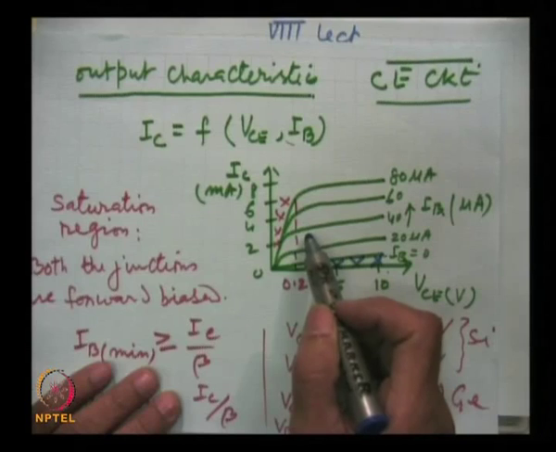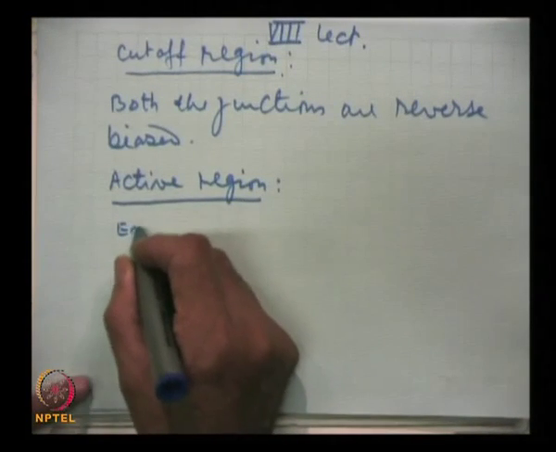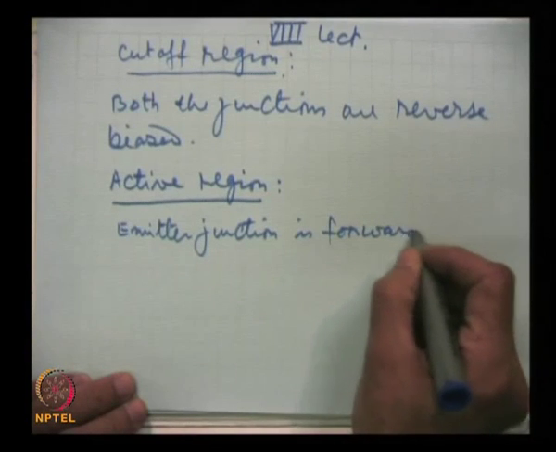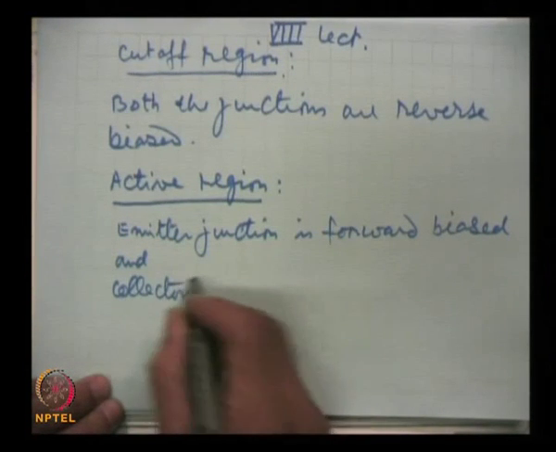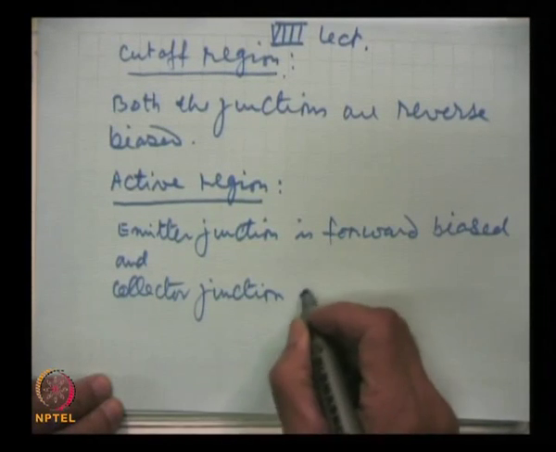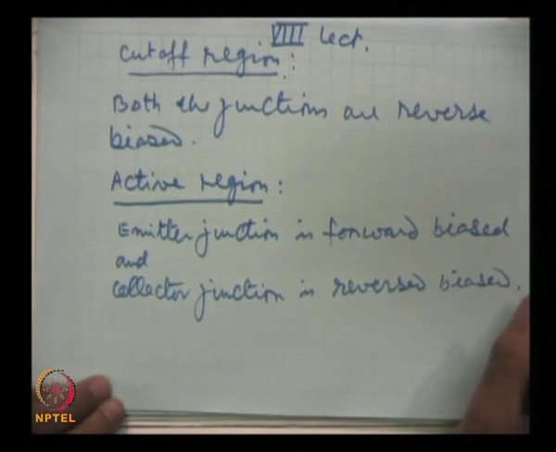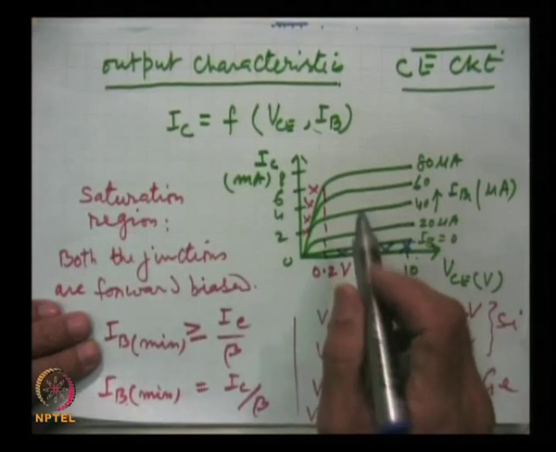Most useful. The active region is where the emitter junction is forward biased and the collector junction is reverse biased. And this is the polarity which we use when we want to use the transistor as an amplifying device. So the active region is very important for an amplifier circuit.